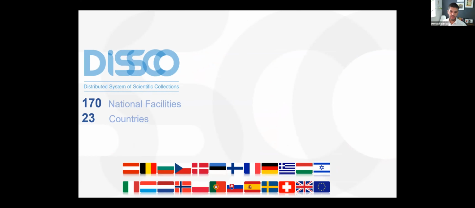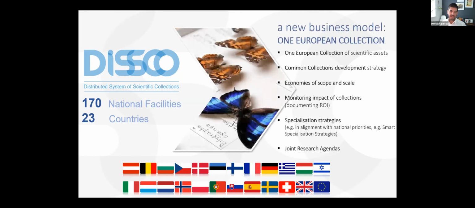DISCO, the Distributed System of Scientific Collections, brings together 170 national facilities, i.e. national history museums, national science collections, and collection-holding universities across 23 countries to transform them into one single European collection of scientific assets.